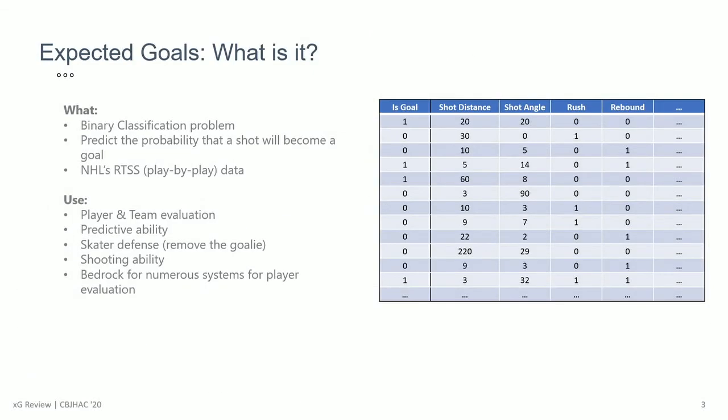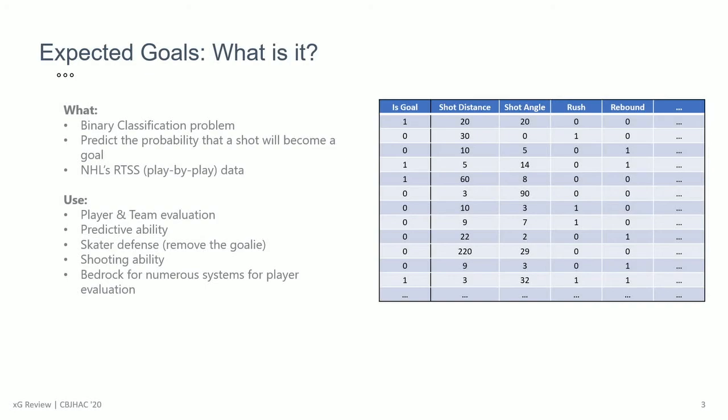All right, so expected goals, what is it exactly? It starts as a binary classification problem. We're trying to predict goal probability. We have either a yes or no: did a shot become a goal? That's our model. And we use the NHL's RTSS or HTML data for this.